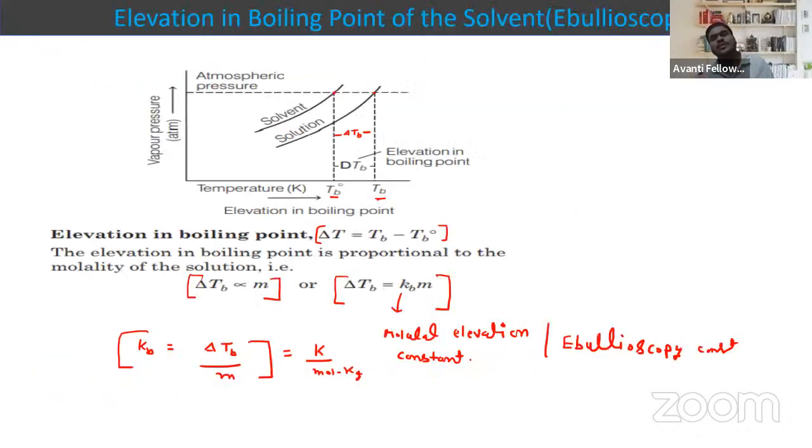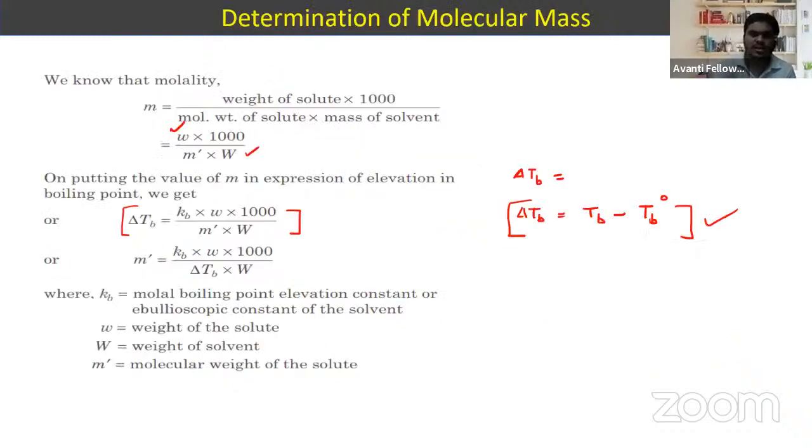This elevation in boiling point is proportional to the molality of the solution. So delta T is directly proportional to the molality of the solution. And the proportionality constant we use here is the molar elevation constant, or the ebullioscopic constant. Right? So this is all about it.